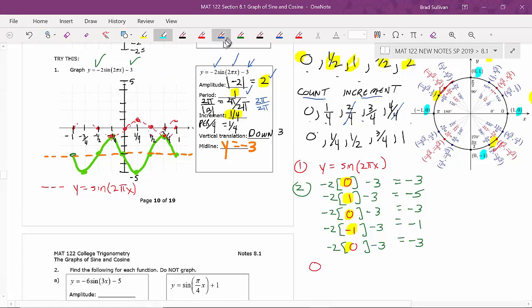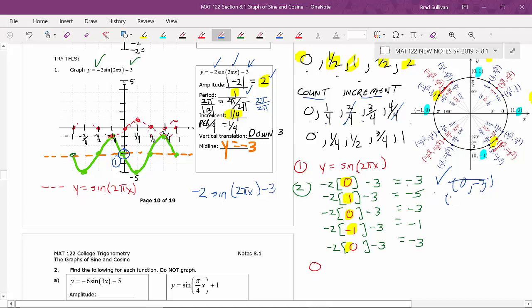Okay. Now to get your final product, since you have -2 sine 2 pi x minus 3, you're going to take these y values in that graph, which are 0, 1, 0, -1, 0, multiply by -2 and subtract 3. So that's what I did here to get the final points on the graph. So -2 times 0 minus 3 is -3. So I plot the point 0, -3. So that is your first point right there. That's point number 1. Point number 2, you do -2 times 1 minus 3. So you get the point right here.